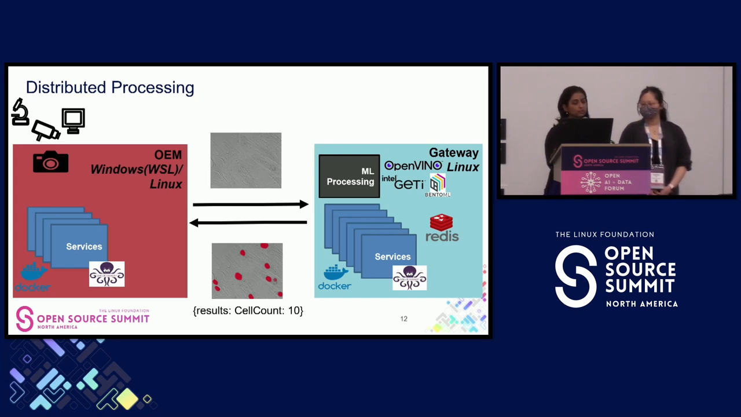It's capturing all these images, and then our software will automatically transfer them to the gateway, where a particular AI pipeline is run on top of that image to generate some results. These results can be very simple, like a JSON string with the cell count, which just tells you how many cells are there in that image. Or it can be a little more complicated, producing more output files, like image segmentations and things like that. This again gets automatically sent back from the gateway to the OEM side.